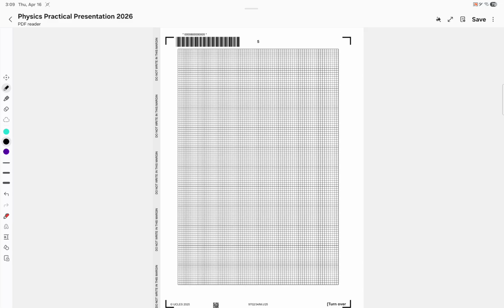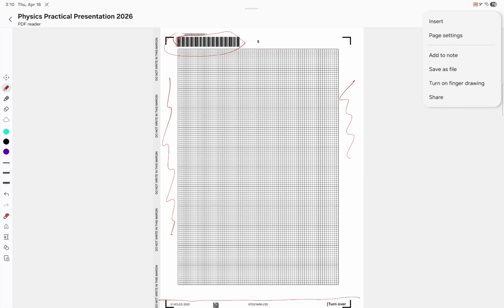You do not have to write anything here on the barcode area, and below this line you can use this space.